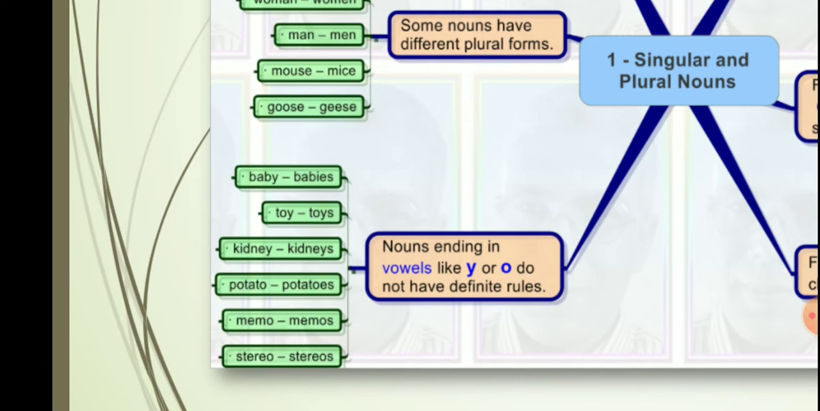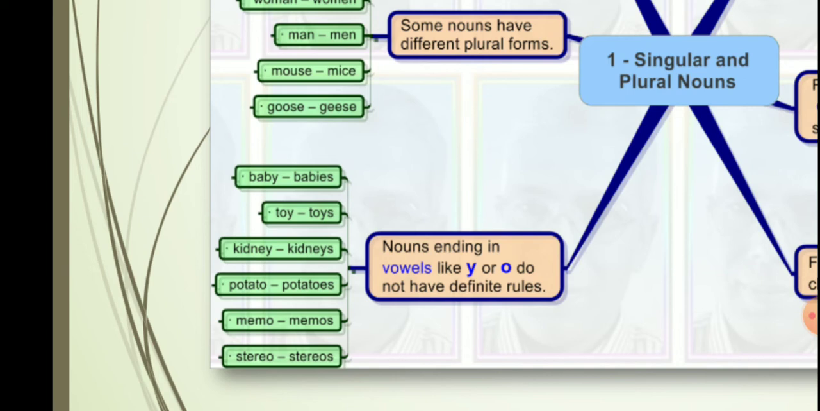So here you may ask a question: baby ends with the letter Y, and toy also ends with the letter Y, but in baby I have added the suffix IES and not in toy. The reason behind this is that in toy, the last letter is Y, and just before it we can see O, which is a vowel. When it has a vowel before Y, we add S, and if it is a consonant, like in baby, where before Y we have B, we add IES.